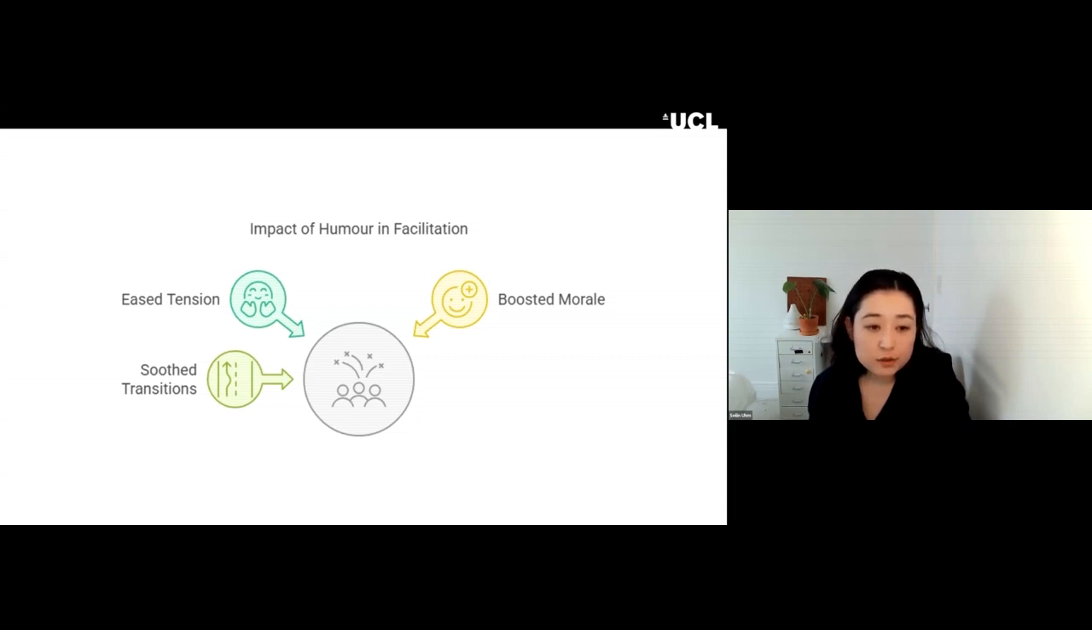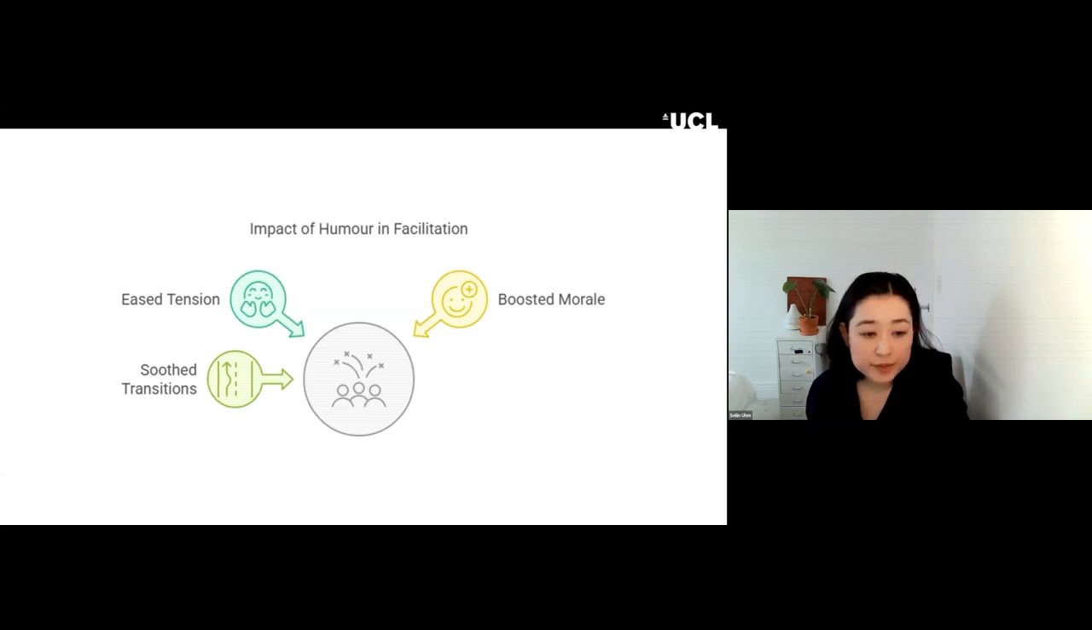Second is smooth transitions. Shifting between topics, activities, or emotional states in a group setting can sometimes be awkward. Humor acted as a kind of social lubricant, softening these transitions and helping the group stay cohesive. Finally, humor could boost morale. It creates a sense of connection and shared experience, contributing to a more positive and energized atmosphere. And this can be particularly valuable in longer or more challenging deliberative processes.